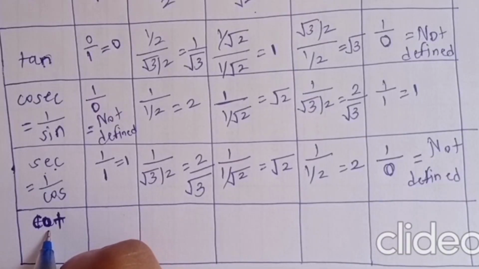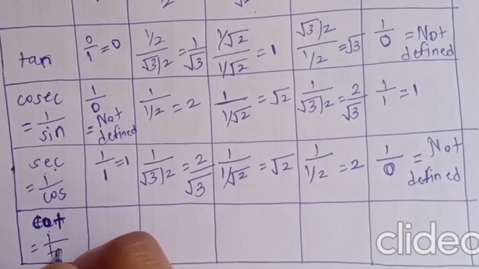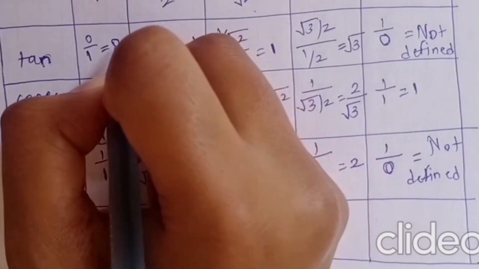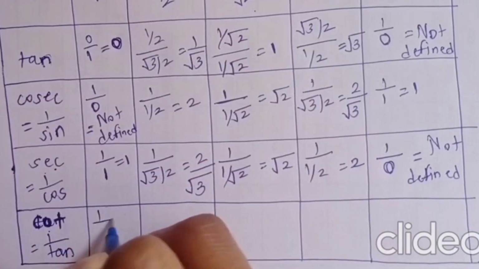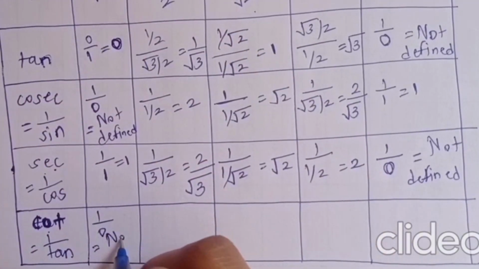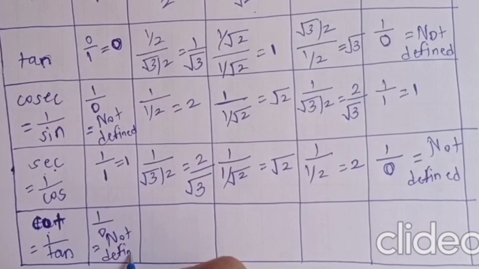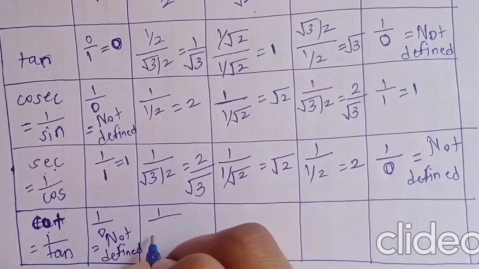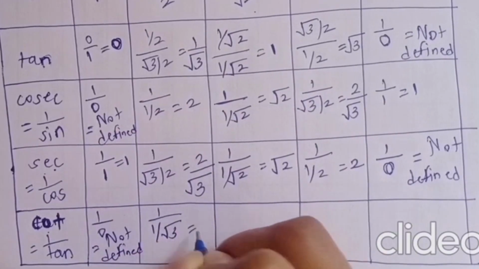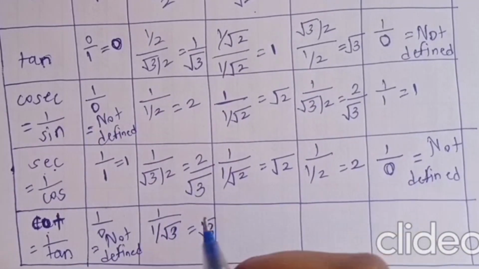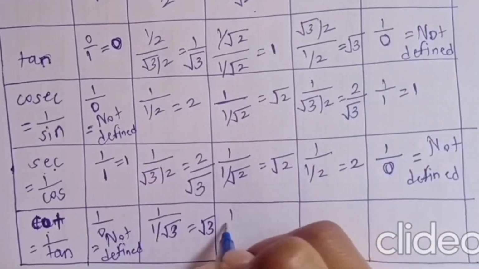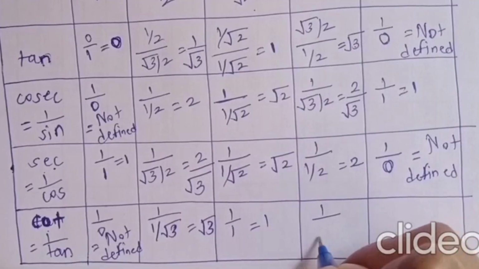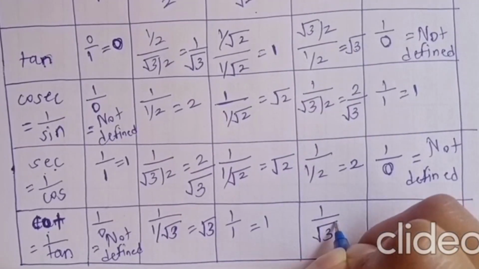Then we have cot. Cot is a reciprocal of tan. So it's 1 by tan. Let's see values of tan. Here we have 0. So 1 by 0. It's not defined. Then we have 1 by root 3. So 1 upon 1 by root 3. So final answer will be root 3. Then we have 1. 1 by 1 is 1. Then we have root 3. So 1 upon root 3 will remain as it is here.